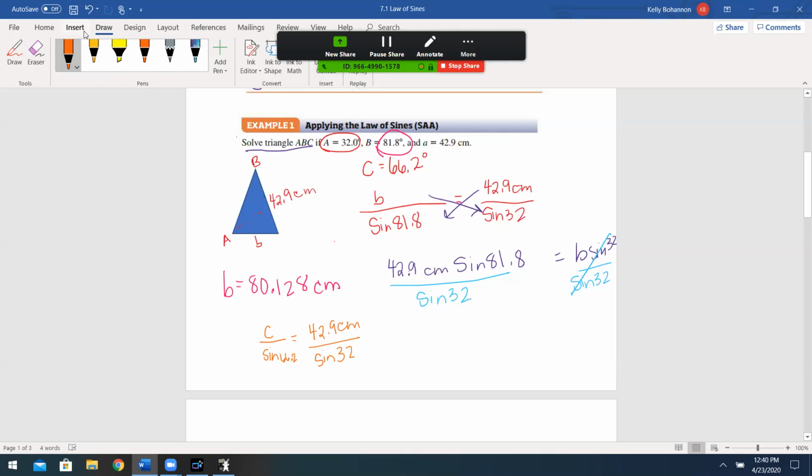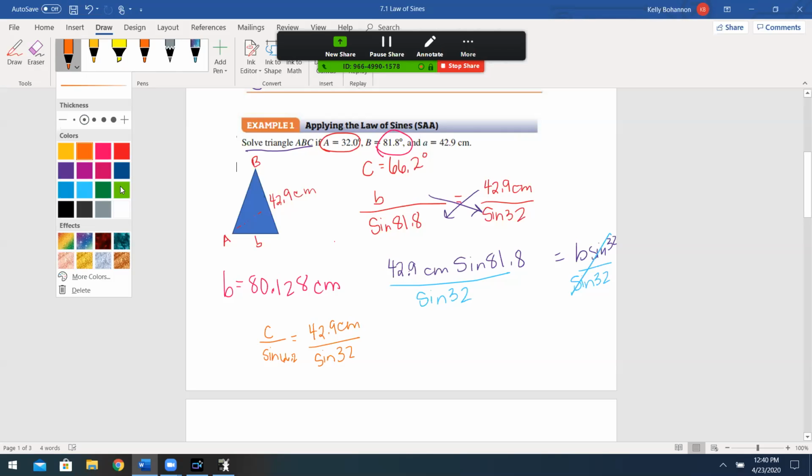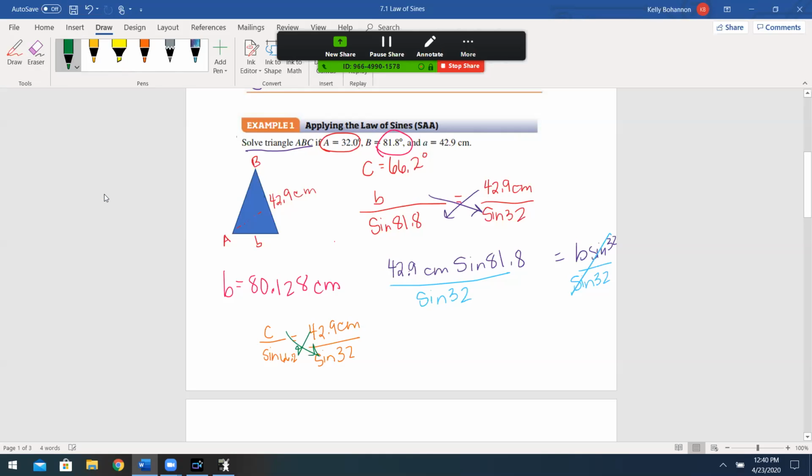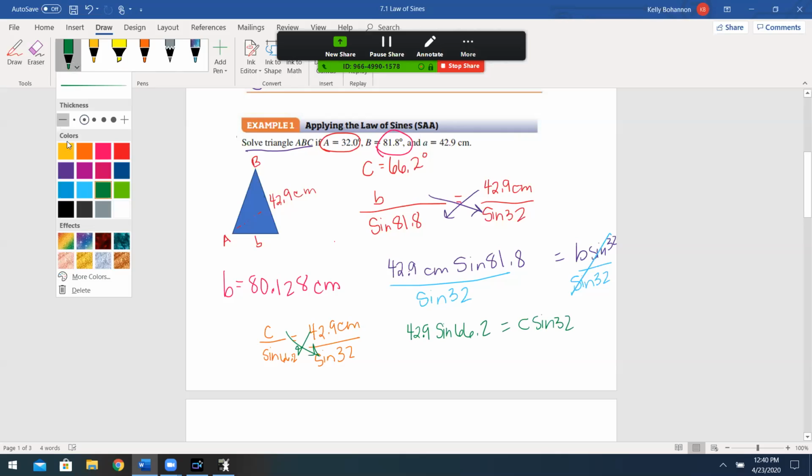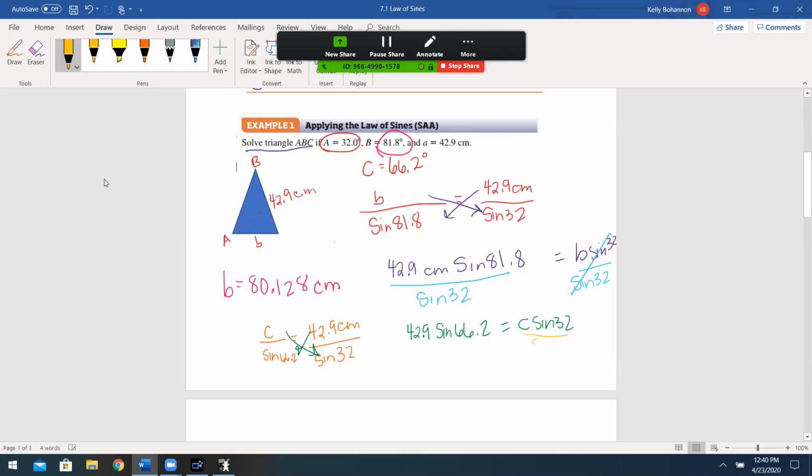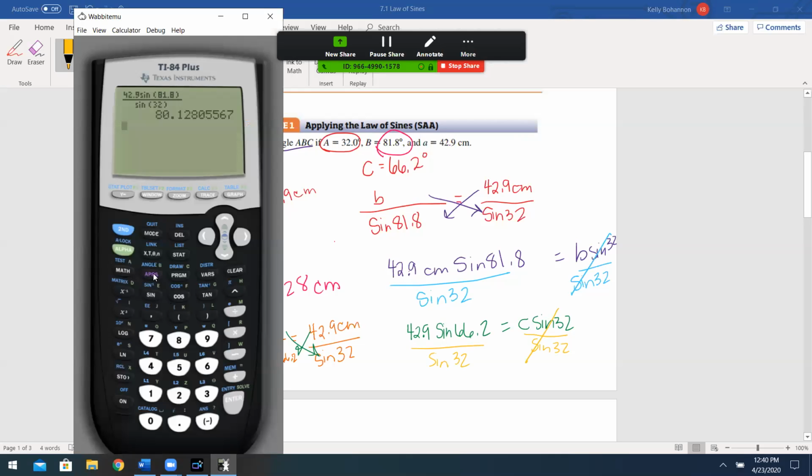Again, we're going to do all our algebra first. So cross multiply. I get 42.9 sine 66.2 equals c sine 32, and then divide by sine 32. So this is the exact answer for c. Let's plug it into our calculator: 42.9 sine 66.2 over sine 32.